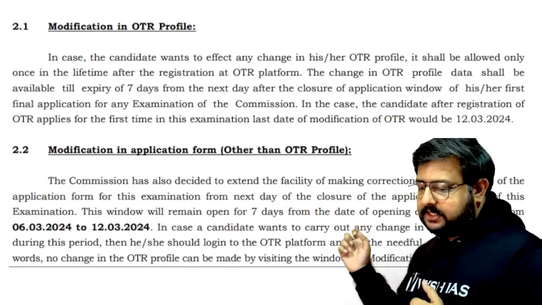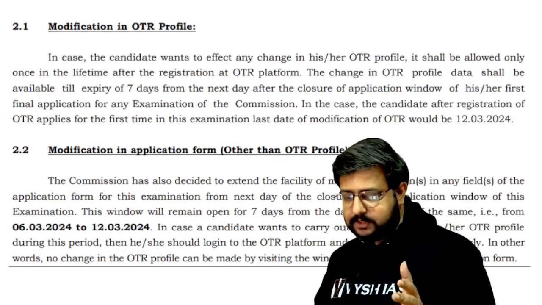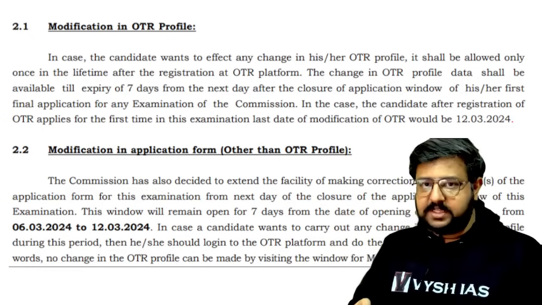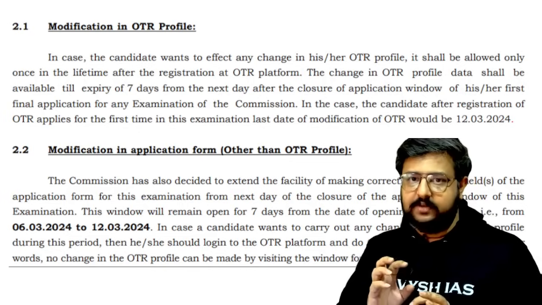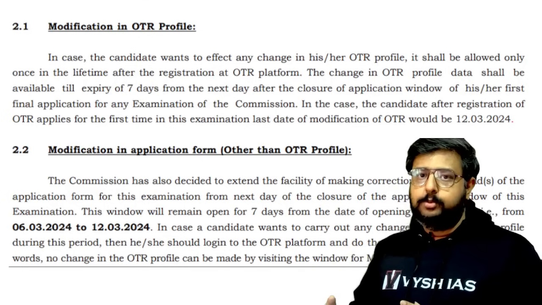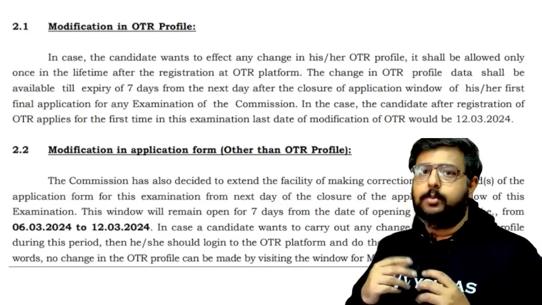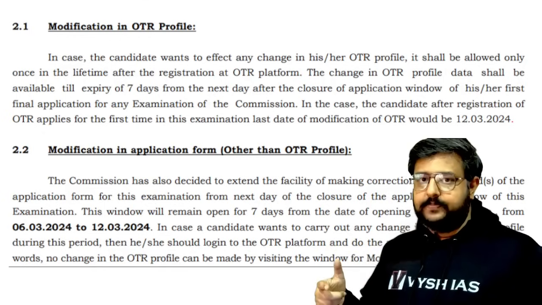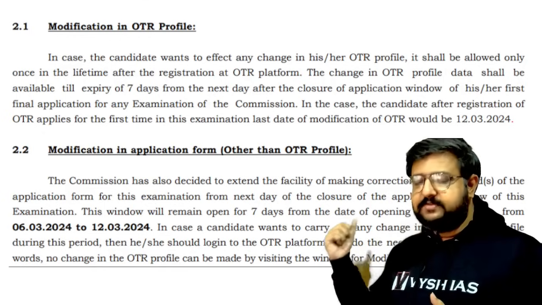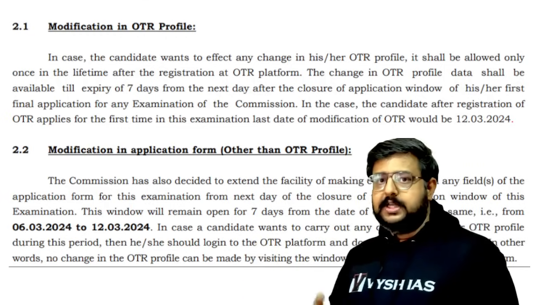And then modification in the application other than the OTR. For the remaining sections, if you have to change something, they will open a separate modification window. So if by mistake you filled the form wrongly, they actually allow you to apply again, one more time, and the latest one will be considered. But again, suppose you did everything and then you want to modify again after 5th March. After this is closed, they are opening a 7-day window, 5th March to 12th March, so that you can modify again.